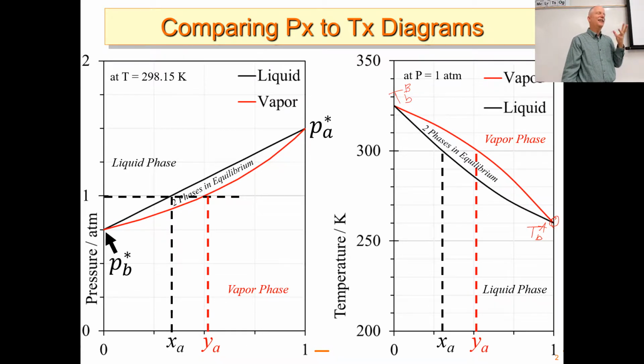I like the TX better myself. It just makes more sense to me. I like to pick 1 atmosphere and look at my temperatures. They're all boiling points if it's at 1 atmosphere. Okay. We still have the XA and YA business.